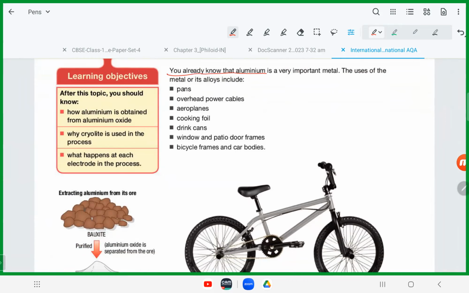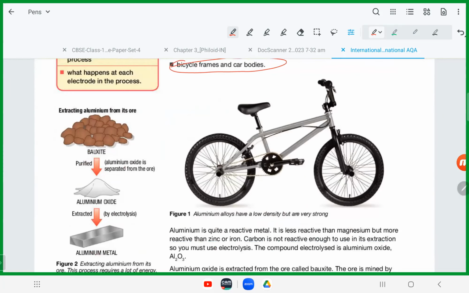You already know that aluminum is a very important metal. The uses of the metal or its alloys include pens, overhead power cables, aeroplanes, cooking foil, drink cans, window and patio door frames, bicycle frames and car bodies. So firstly, let's see how aluminum is extracted here.